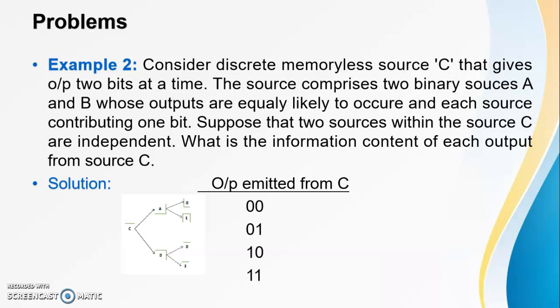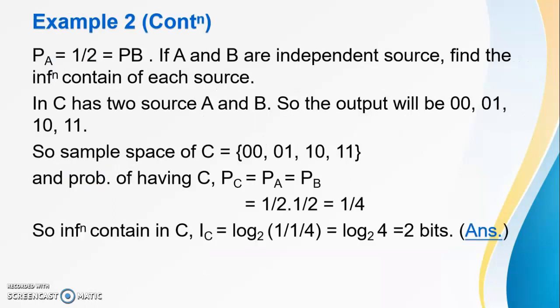So the sample space of C: here you can see P(A) equals half equals P(B), and A and B are independent sources. So the output will be 00, 01, 10 and 11. So the sample space of C equals these four outputs only. And the probability of having C, P(C), is equal to P(A) times P(B).